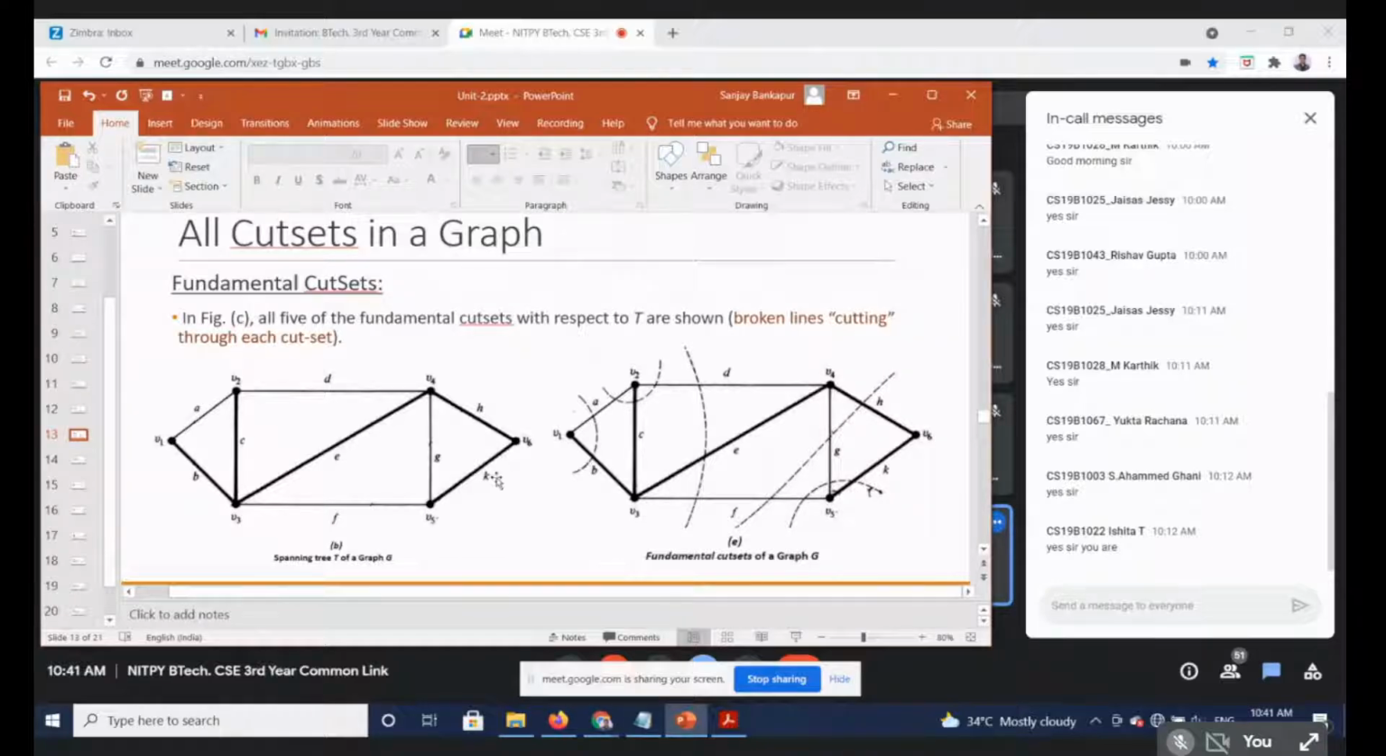So if I take a graph with a spanning tree and a set of fundamental cut sets, by doing some operations on these fundamental cut sets, can I find other cut sets? Can I find all the cut sets? That is the question.